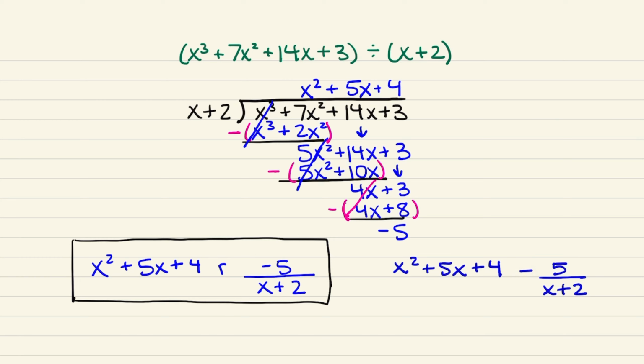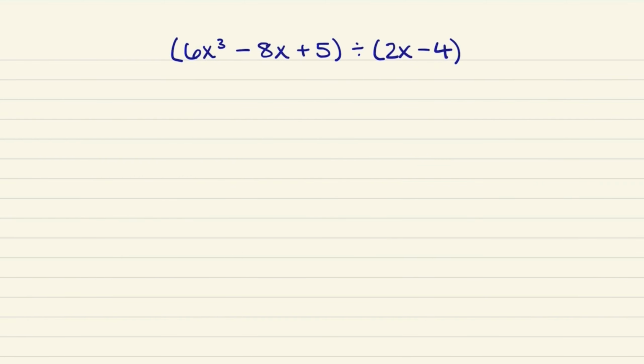Now let's try one more that's slightly different. So this one is a little different. If you notice, it is in standard form, but it goes from 6x cubed to 8x, negative 8x. So that means there is an x squared somewhere in the middle here. So we have to rewrite this as 6x cubed plus 0x squared minus 8x plus 5. So this is important. Now let's rewrite this in our long division form.